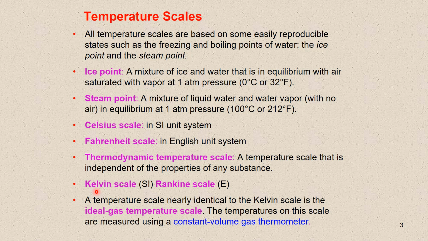Then it follows that only one non-zero reference point needs to be assigned to establish the slope of this linear scale. The thermodynamic temperature scale in the English system is the Rankine scale, named after William Rankine. The temperature unit on this scale is the Rankine, which is designated by a capital R. A temperature scale that turns out to be nearly identical to the Kelvin scale is the ideal gas temperature scale.